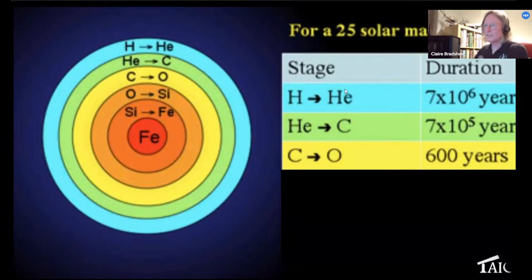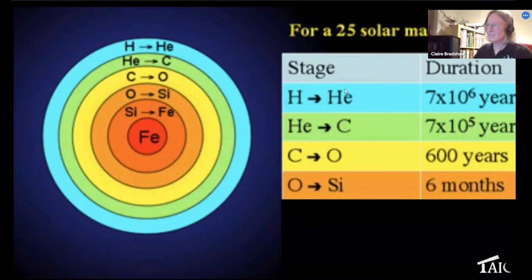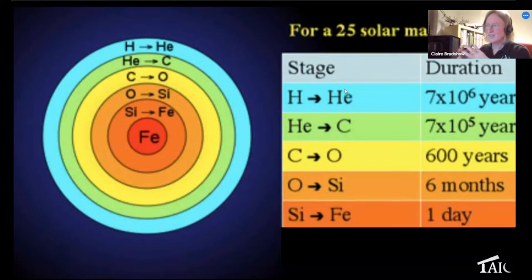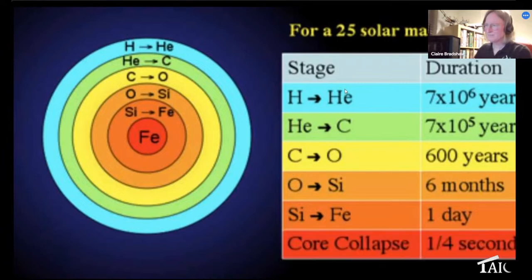And then carbon to oxygen only lasts 600 years. Then oxygen to silicon only 6 months. So these giant stars are using their fuel super quick. And then silicon to iron only one day. And then when it reaches the iron stage, there is a core collapse. And that core collapse lasts a quarter of a second. These enormous stars, where light takes a fair amount of time to get from one side to the other because they're so big. Gravity says, hello, you remember me?